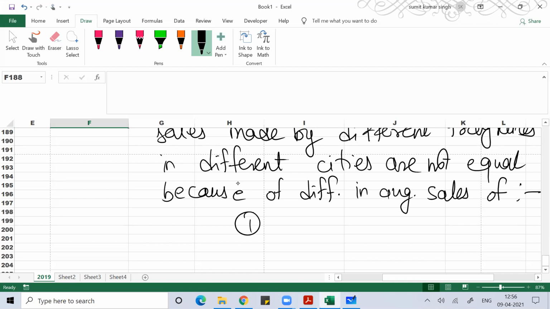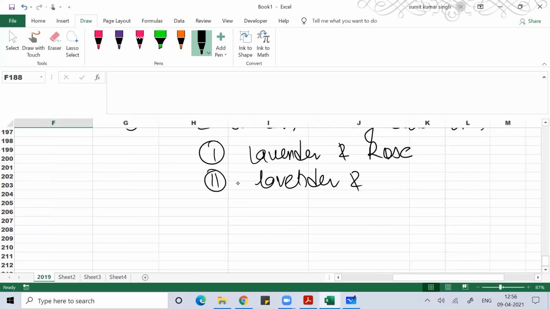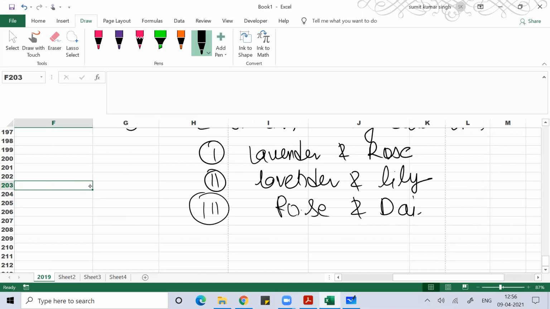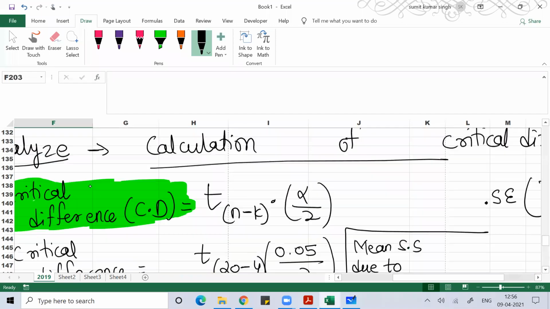You can see what all are there. So lavender and rose, lavender and lily. Then rose and daisy. Then lily and daisy. This much we have to do. Only this much is there. If you do this much, it means you are done with the calculation.